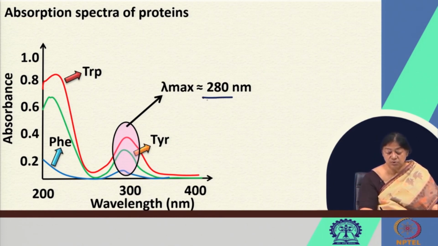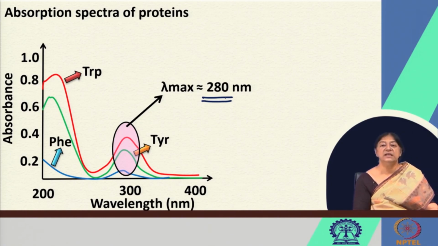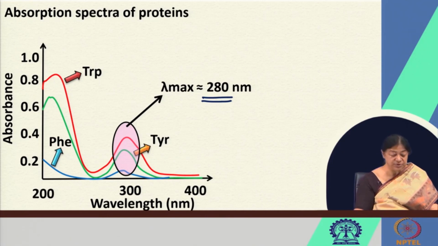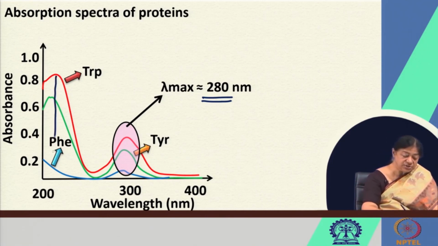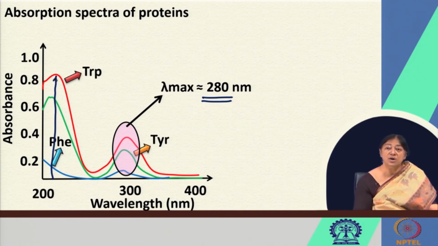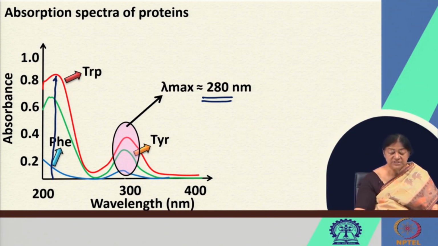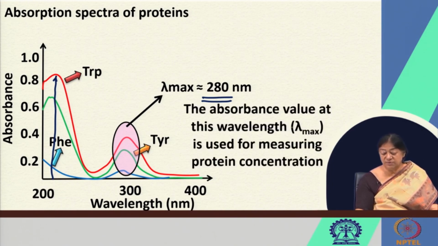Where is it? It is around 280 nanometers, telling us that our solution does have a protein or an amino acid present in it that corresponds to 280 nanometer as a lambda max, telling us the presence of a protein. Here also we see some transitions at a lower wavelength, meaning a higher energy, meaning a different transition, but we are interested in this particular transition of 280 nanometer, because the absorbance value at this particular wavelength is used to measure the protein concentration, which we will see in a moment.